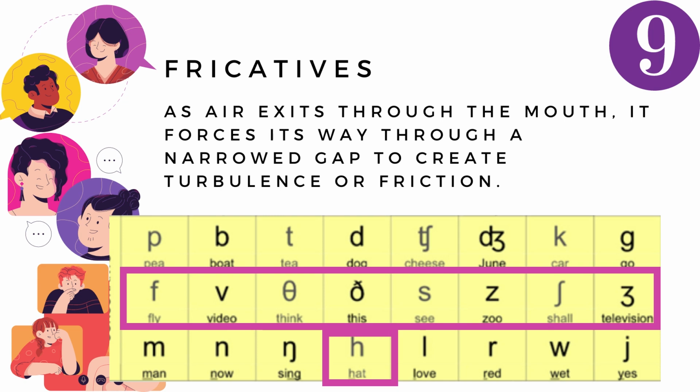So again, for fricatives, there is partial closure. The air moves through your mouth. And another key feature for fricatives is that there is audible friction. So in the English language, we have a total of 9 fricatives.